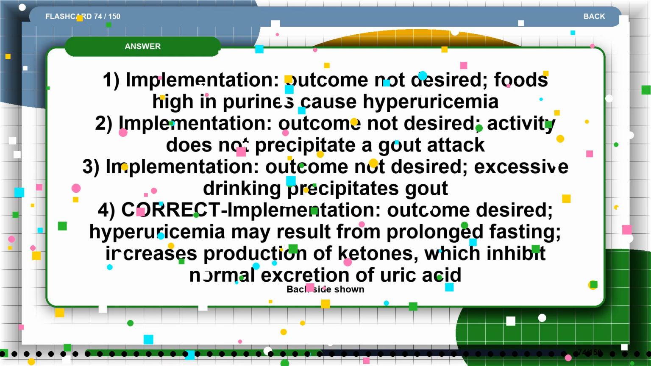The answer is 1. Implementation, outcome not desired. Foods high in purines cause hyperuricemia. 2. Implementation. Outcome not desired. Activity does not precipitate a gout attack. 3. Implementation. Outcome not desired. Excessive drinking precipitates gout. 4. Correct implementation. Outcome desired. Hyperuricemia may result from prolonged fasting. Increases production of ketones, which inhibit normal excretion of uric acid.